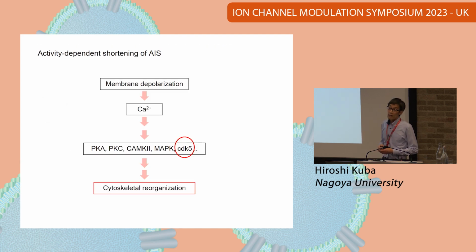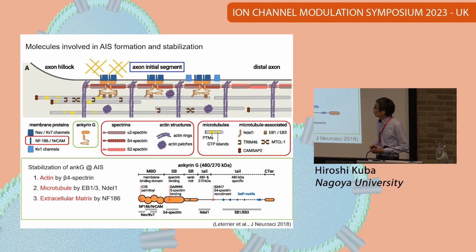Then, how does the activation of CDK5 cause the AIS shortening? It is known that ankyrin G is required for formation and maintenance of the AIS structure, and it is stabilized by multiple mechanisms, including interactions with microtubules and the extracellular matrix, as well as direct binding to the actin spectrin meshwork. Among them, we are focusing on microtubules as a target of CDK5.